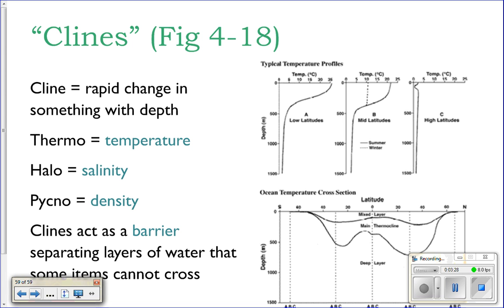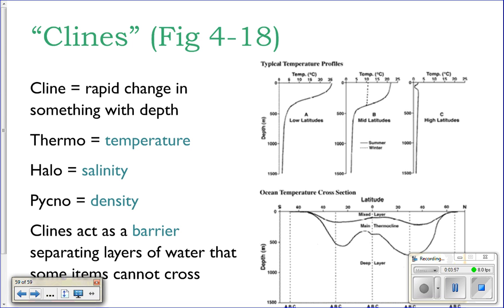The one that we're going to talk about the most in this class is the thermocline. The thermocline is a rapid change in temperature with depth. So at about 100 meters or so in the ocean, you're going to get to the thermocline. Between 100 meters and like 500 meters or 1,000 meters, depending on where you are, you're going to drop significantly in temperature in a very short amount of space.